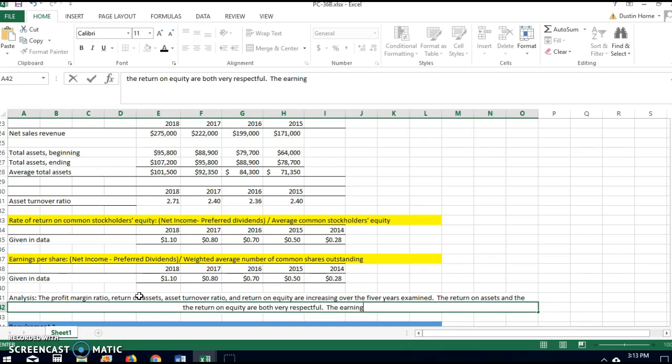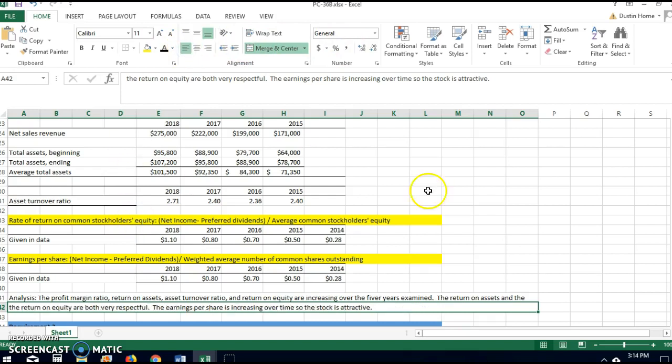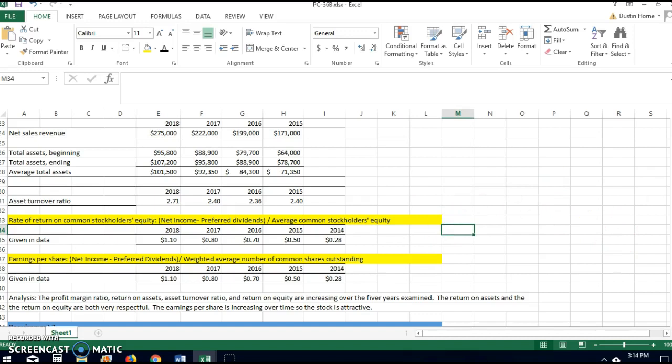And we can say the earnings per share is increasing over time so that the stock is attractive. I mean, if I'm buying stock, I want to see positive things happening. I want to see it going up. I want a trend of it increasing. Or if I see it's decreasing and I'm thinking about buying stock, I may not want to purchase that stock. If the trend is it's decreasing, I probably wouldn't purchase it.